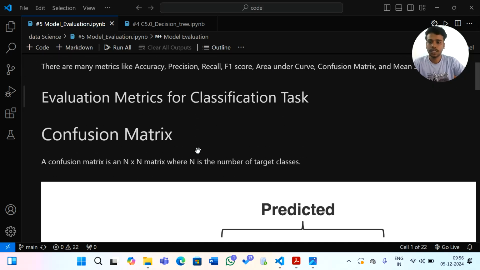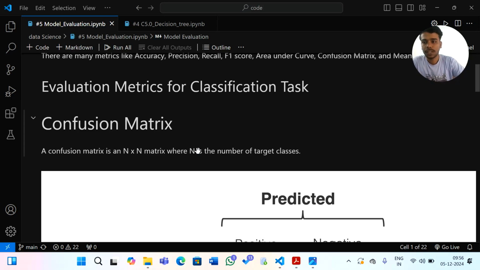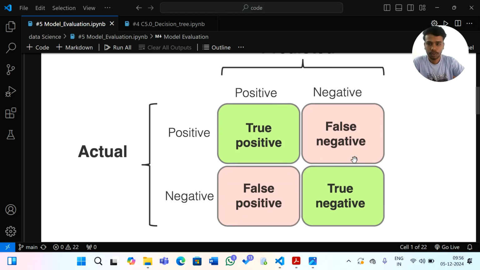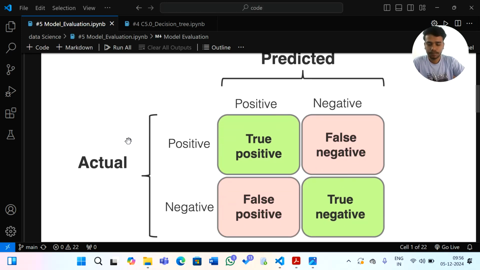So let's see some evaluation metrics for classification tasks. First of all, we will see the confusion matrix. A confusion matrix is normally an n cross n matrix where n is the number of target classes. So this is an example of a confusion matrix in which these are the actual outputs and this is the predicted output.